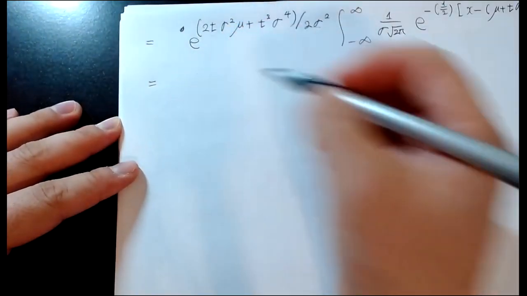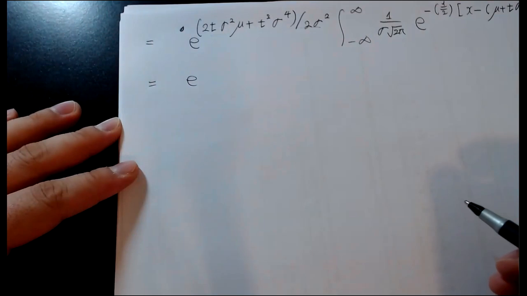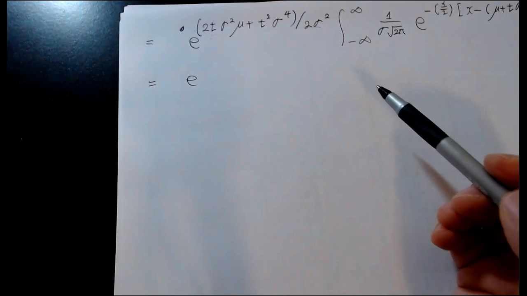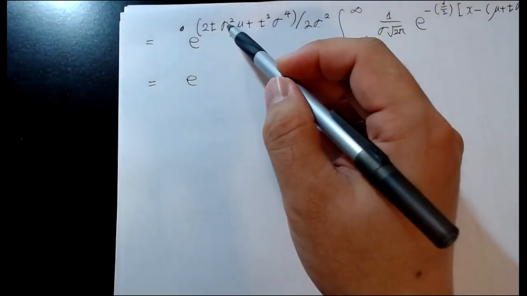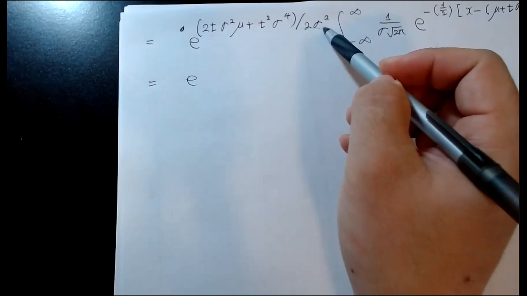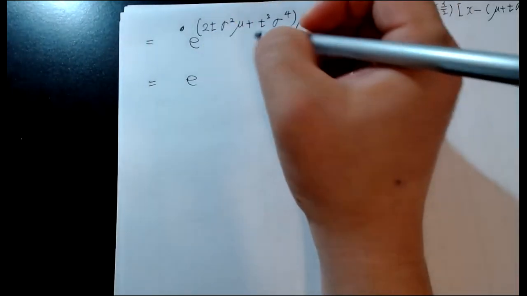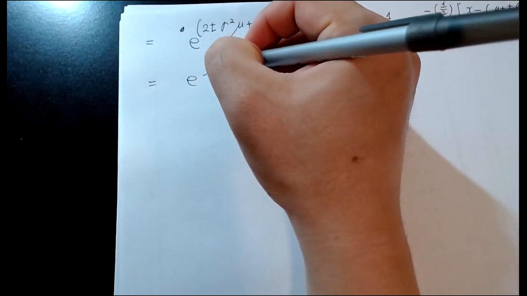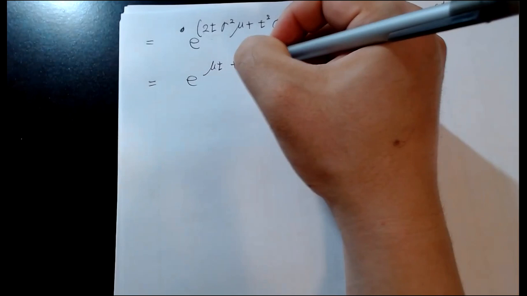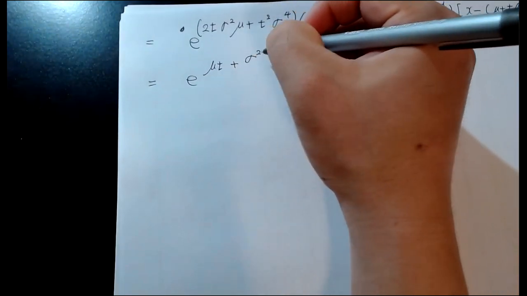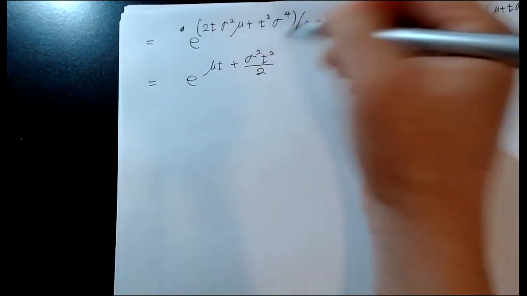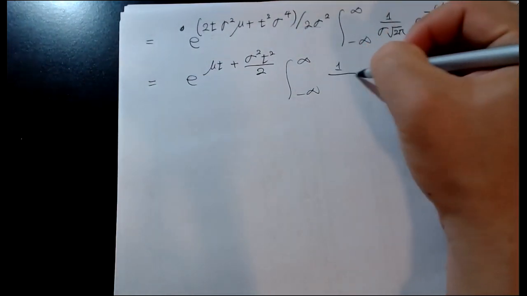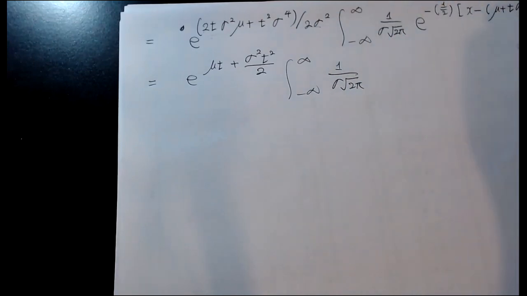Okay, so e to the d. Okay, so because these two guys have a common factor, I mean, this sigma square, right? So sigma square, sigma square, sigma square, cancel them out. So we're going to get the two, and also the two cancel out, right? So we're going to get e to the mu t, right? And then plus sigma square, and then t square divided by 2, right? And the integral from negative infinity to infinity, the 1 over sigma square root of 2 pi, okay?